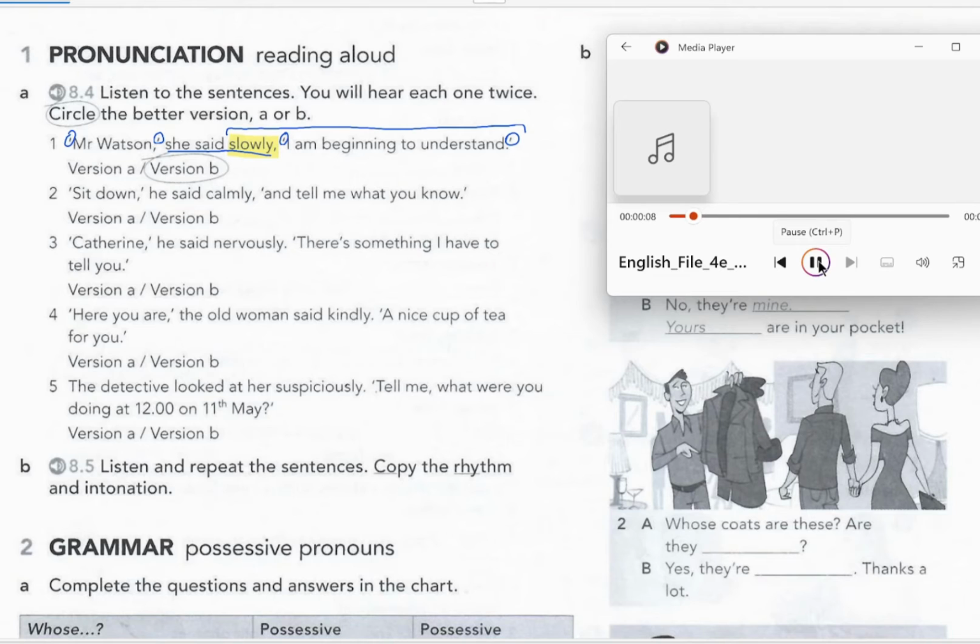1. Version A. Mr. Watson, she said. Slowly I am beginning to understand. You see, slowly I'm beginning to understand.